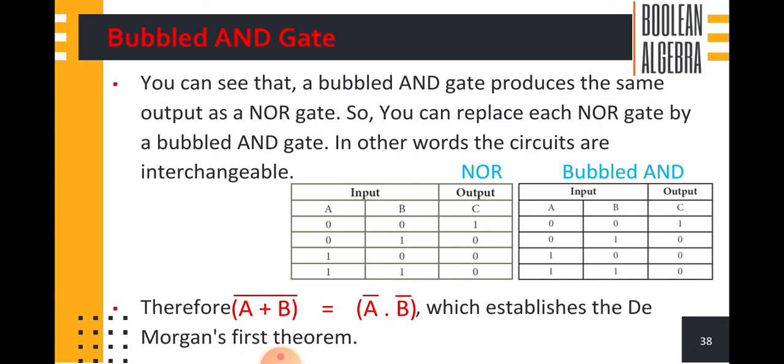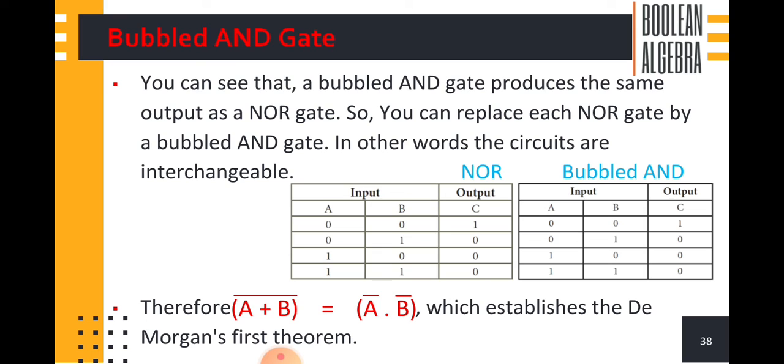So you can see that a bubbled AND gate produces the same output as a NOR gate. So you can replace each NOR gate by a bubbled AND gate. Whenever we can draw a NOR gate, in that place we can also use a bubbled AND gate. In other words, the circuits are interchangeable. You can interchange the NOR gate circuit with a bubbled AND, or a bubbled AND gate with a NOR gate. Okay, so see this truth table, the NOR truth table as well as the bubbled AND truth table. Both truth tables give the same output.